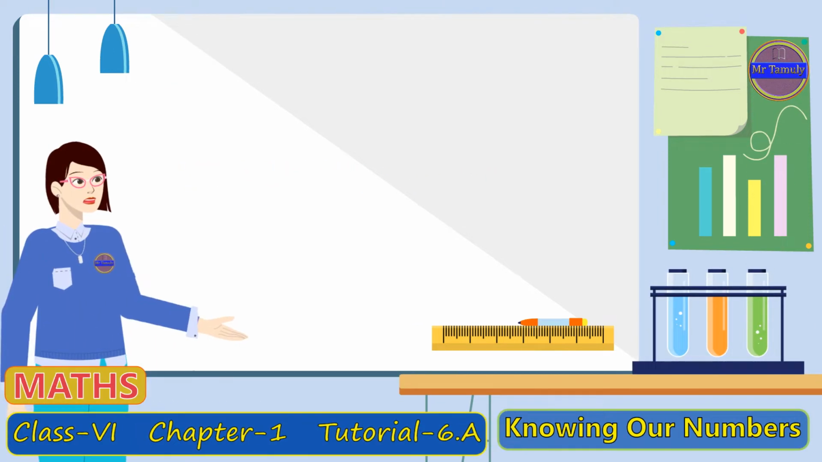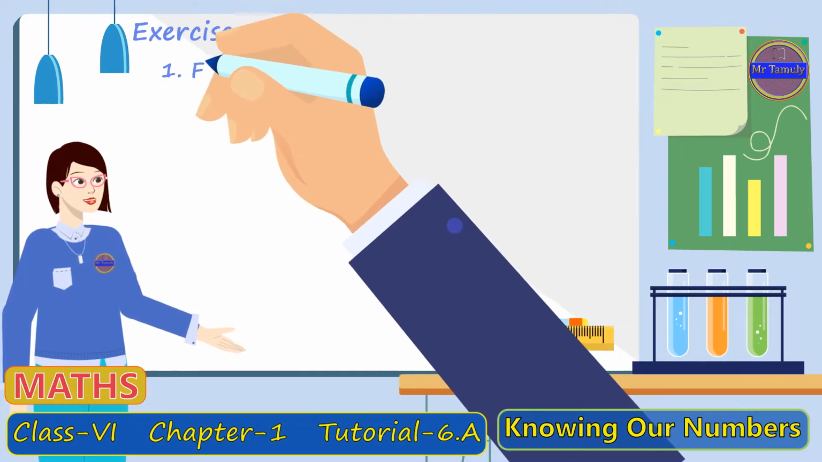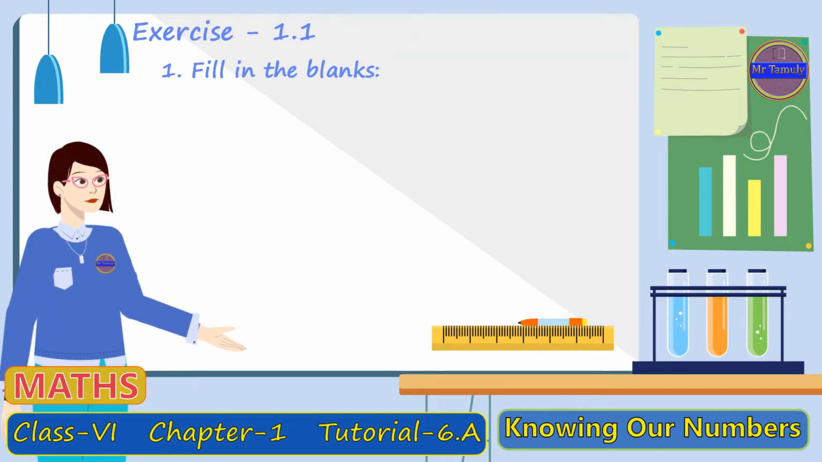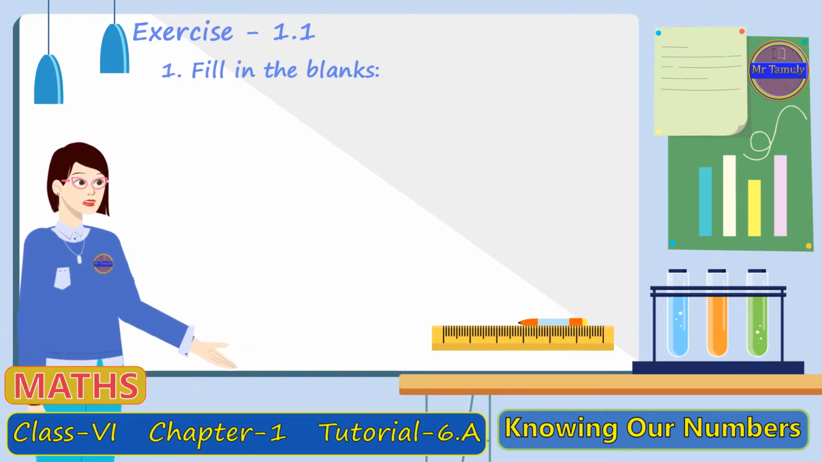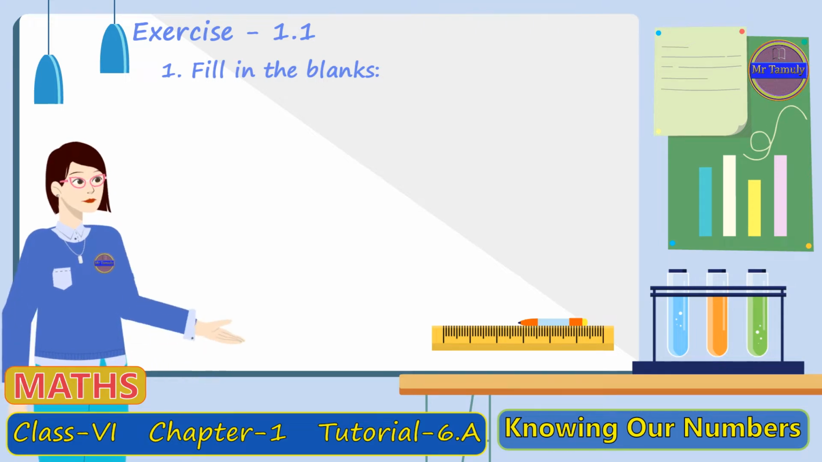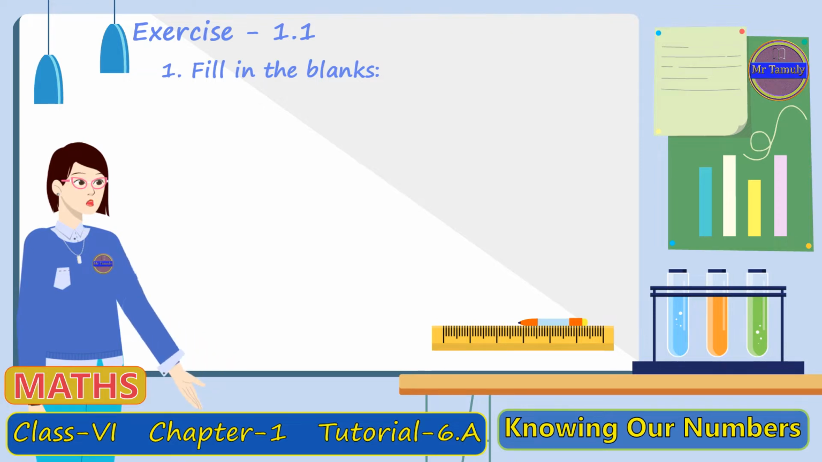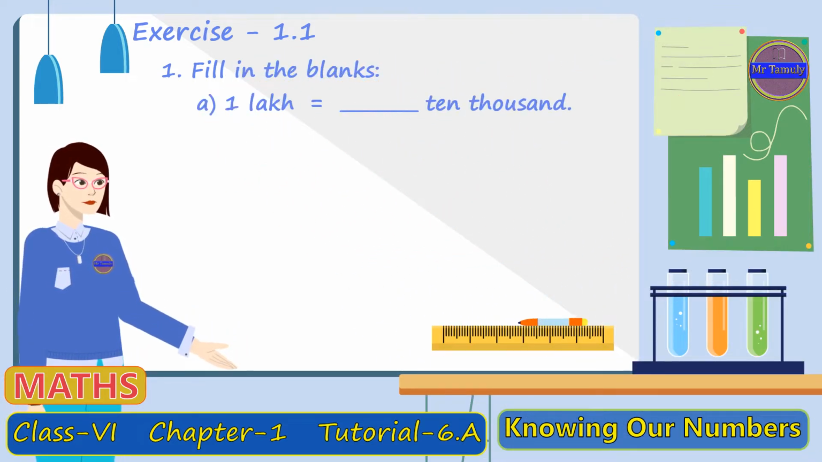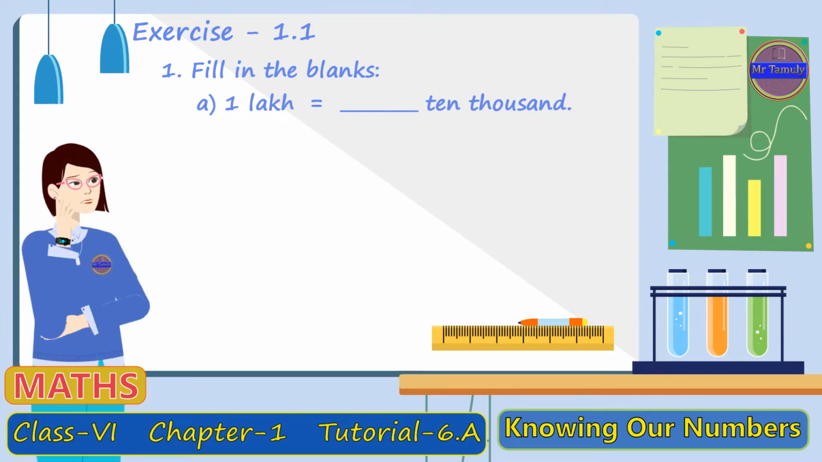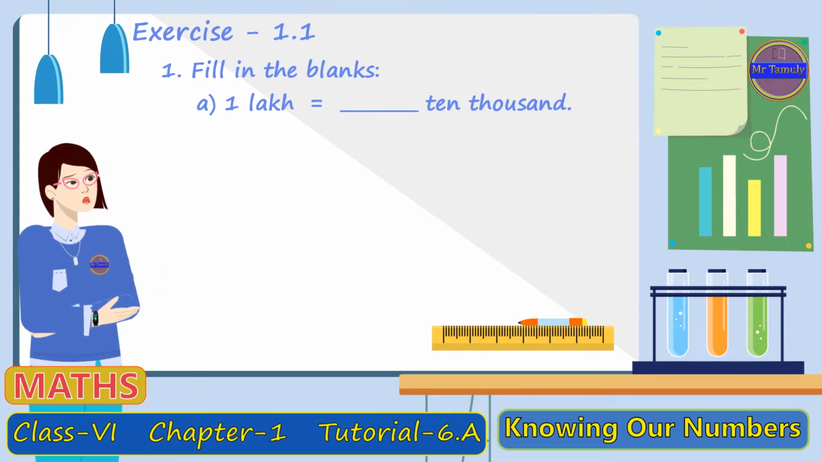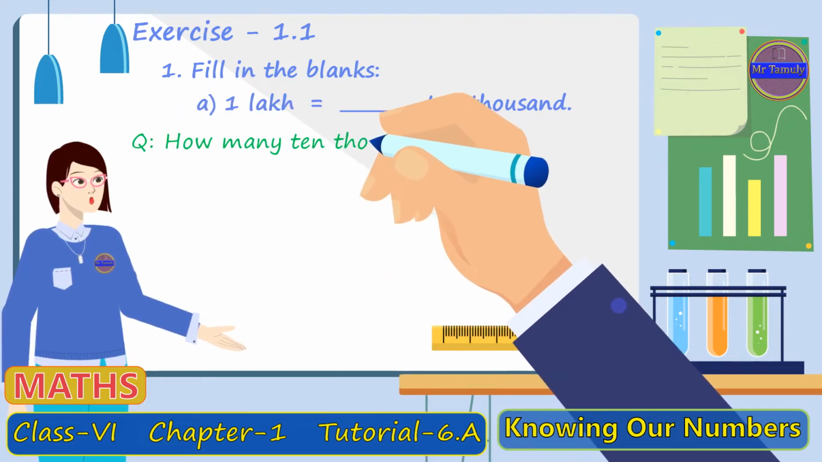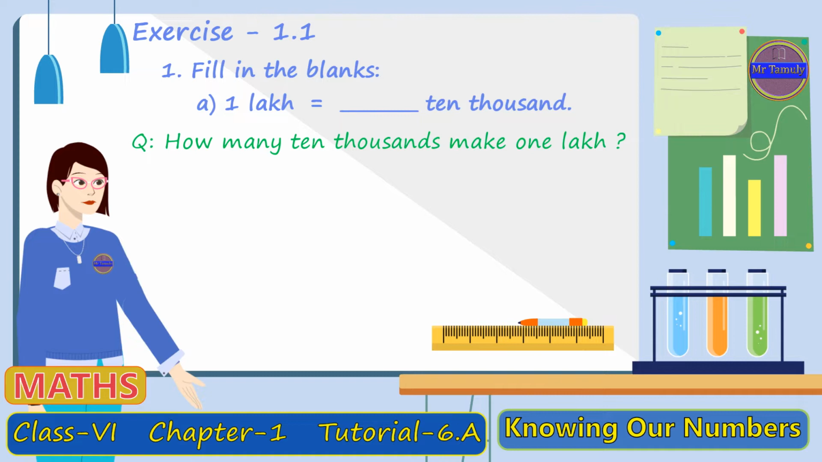The first question of Exercise 1.1 is, fill in the blanks. In this, we have 5 questions: A, B, C, D and E. Let's attempt the first one, which is, 1 lakh is equal to blank 10,000. At first sight, this might seem like a strange question. But the actual question here is, how many 10,000s make 1 lakh?